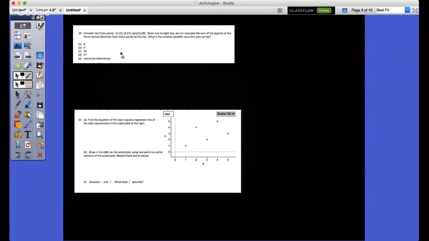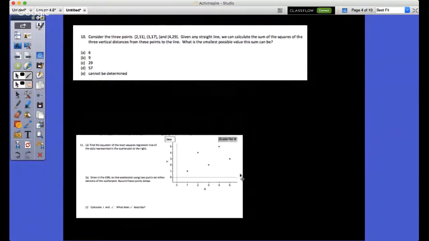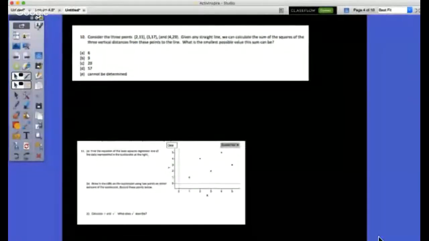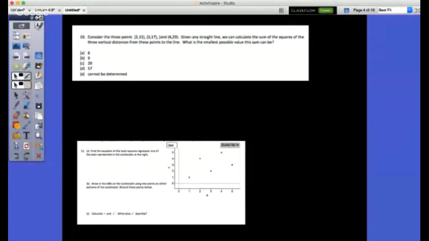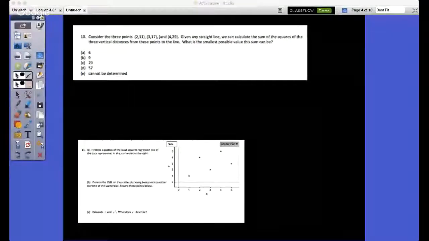All right, so this one says, consider the 3 points: 211, 317, and 429. Given any straight line, can we calculate the sum of the squares of the 3 vertical distances from these points to the line? What is the smallest possible value this sum can be?